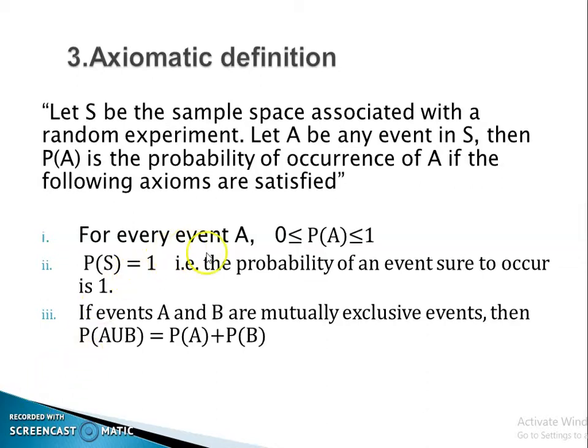Number 1. For every event A, probability of A is greater than or equal to 0 but less than or equal to 1. That is, probability of A lies between 0 and 1. So negative probability has no meaning. Second, probability of the sure event S equals 1. The probability of an event sure to occur is 1. Number 3, if two events A and B are mutually exclusive, then probability of A union B is equal to probability of A plus probability of B.